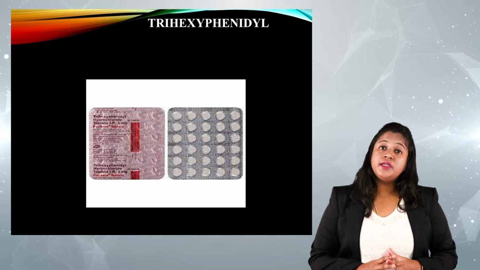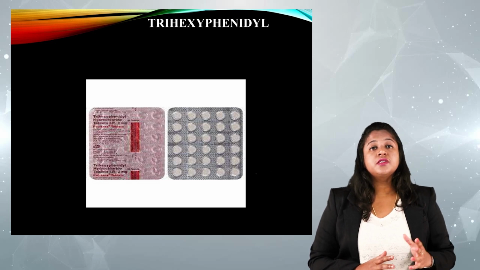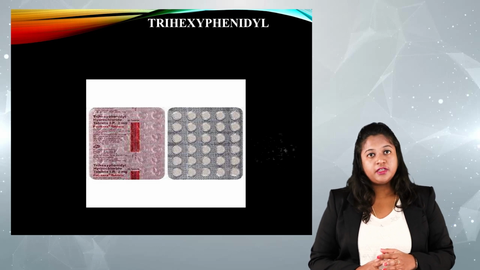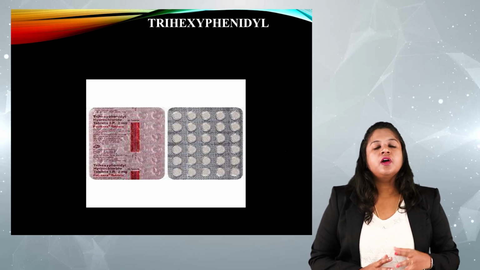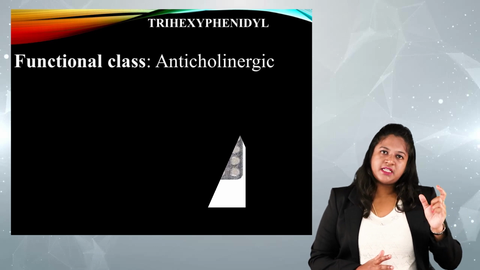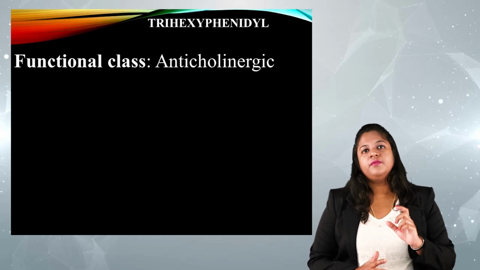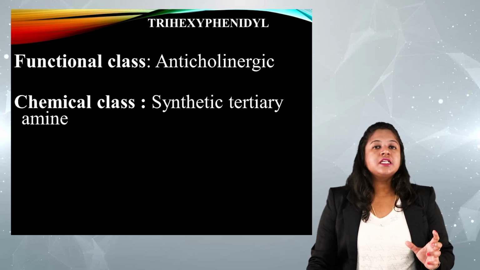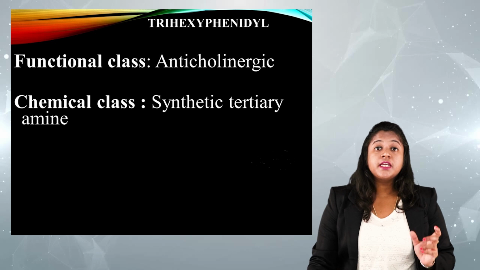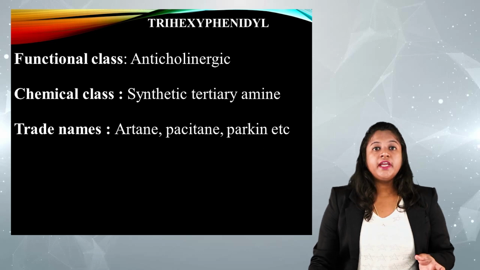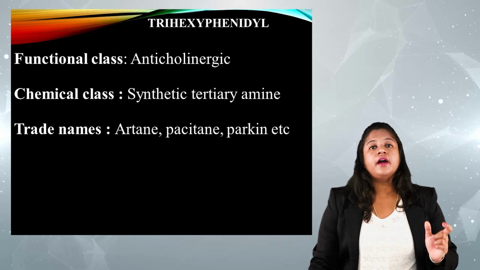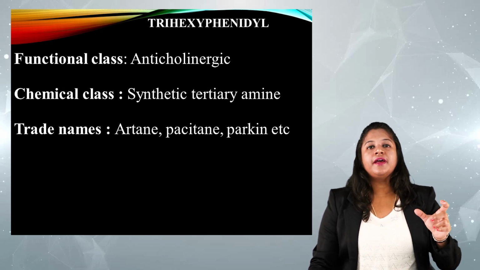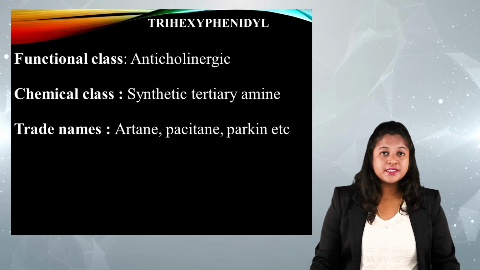Number one anticholinergic agent which is used is trihexyphenidyl. Okay, which is very commonly used. We call it THP, trihexyphenidyl, which has anticholinergic property. The chemical class of the drug is synthetic tertiary amine. The trade names of these drugs are Artane, Pacitane, as well as Parkin. Okay, so you would have learned or heard about this drug Parkin.